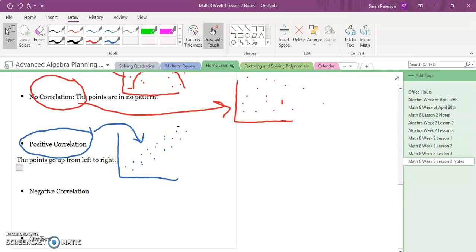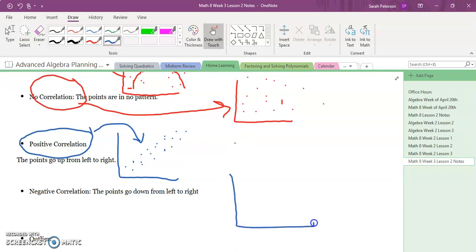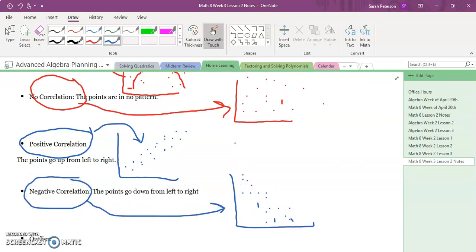And the contrary, a negative correlation, is when the points go down from left to right. If I did that in a picture, it might look something like this. That would be a negative correlation because the points are going down. They're going down like that.